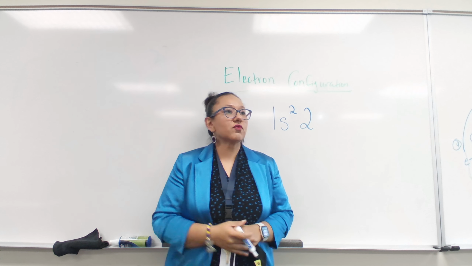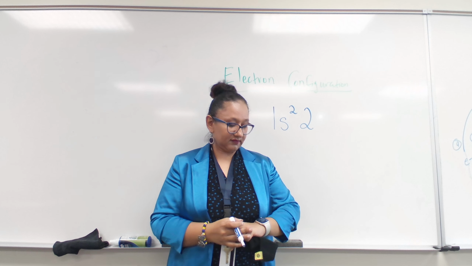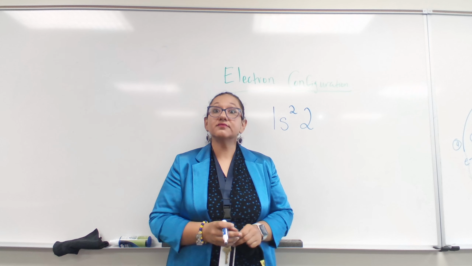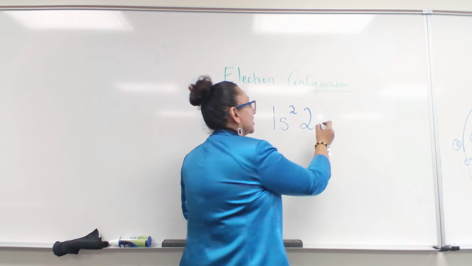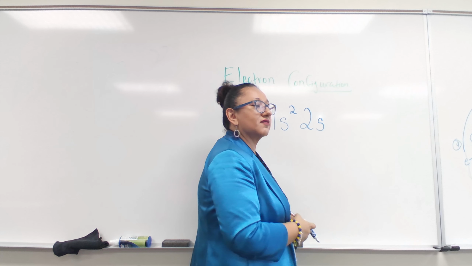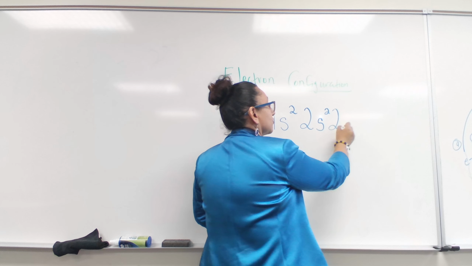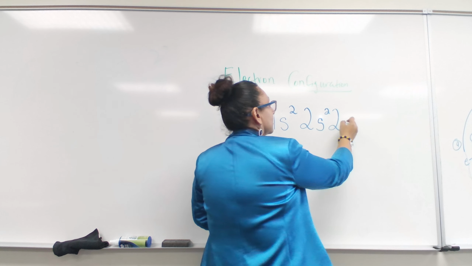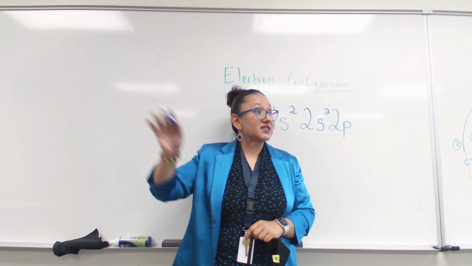What exists in row 2? S, P, D, F, all, nothing? S and P. So you write it as 2S. What's the maximum electrons that can fit in S? 2. And then row 2, you write the 2 again, can hold a P shell. Now, we're trying to get to nitrogen.